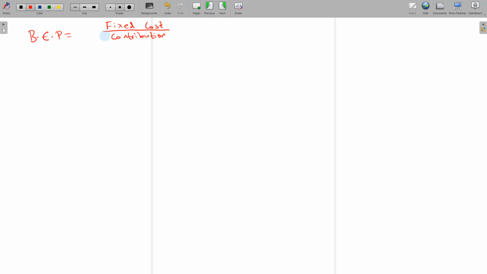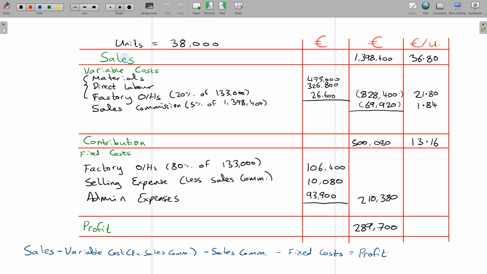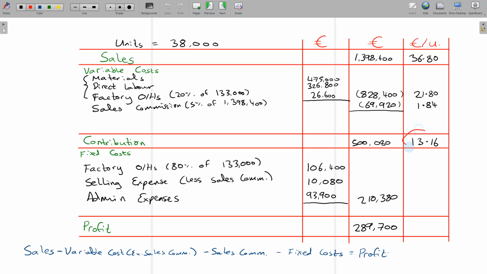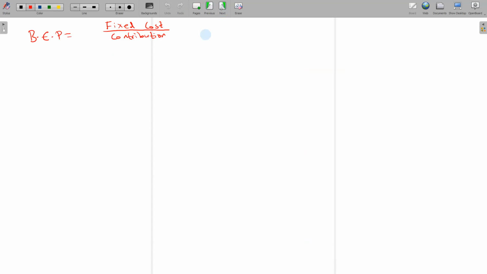So if you look at it this way, you know that your contribution is your sales minus all your variable costs. So the contribution is €13.16. So every unit I sell, I make €13.16 if we don't factor in fixed costs. Or once we have covered our fixed costs, I will make €13.16 every time I sell something. So all this is saying is, how many units must I sell for this 13.16 to cover my fixed costs? Then anything after that, I'm making €13.16.